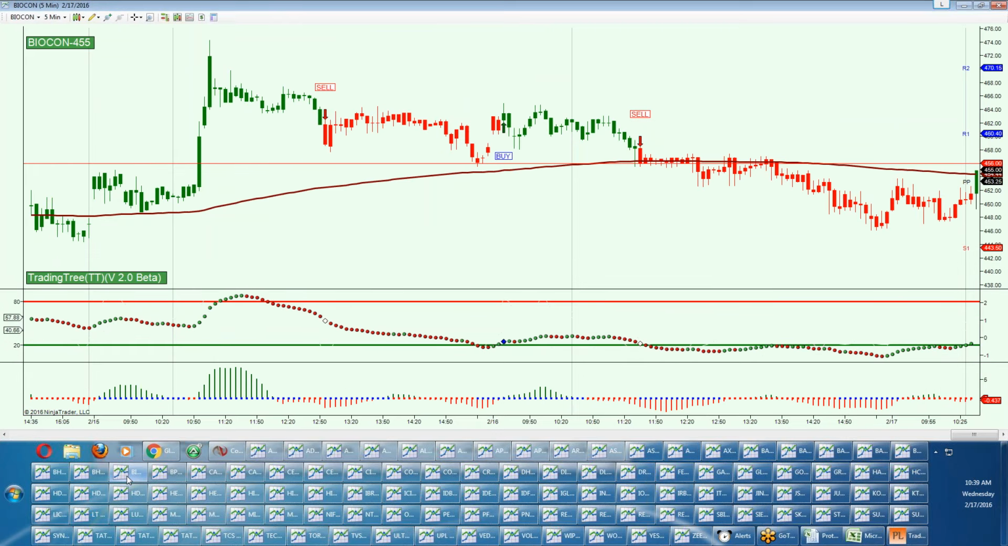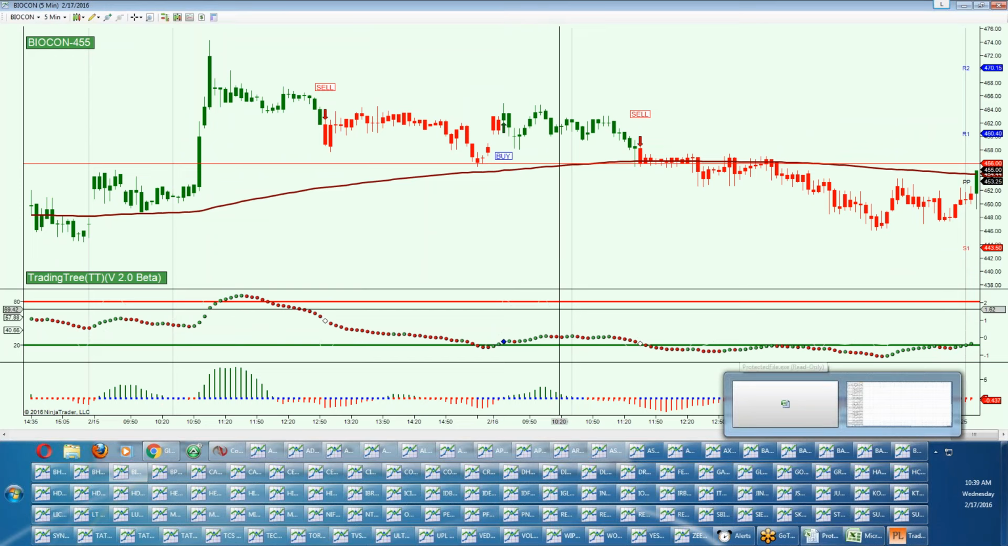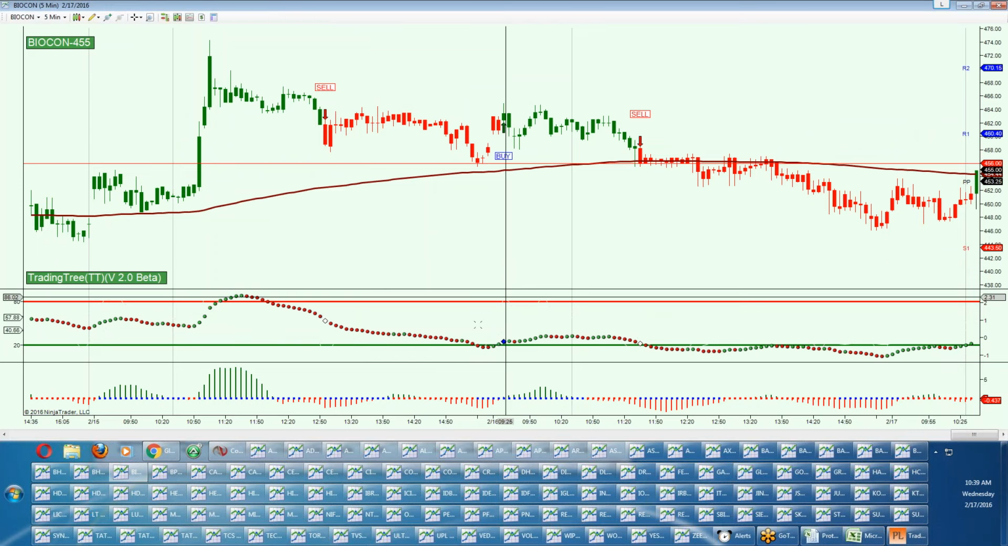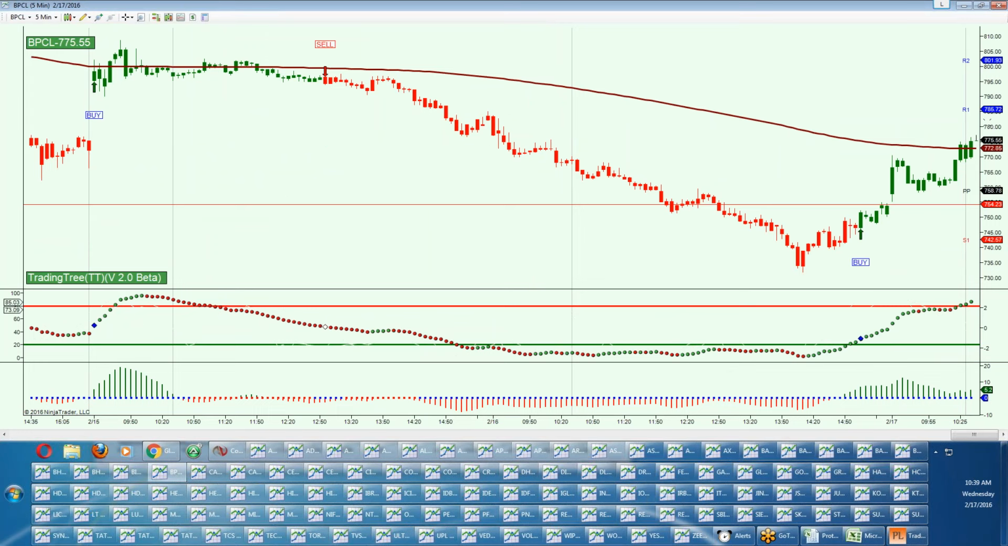Biocon will get a buy. So Bank of India has done its final targets. Same thing with even Andhra Bank. BPCL, we can expect this to go to 785 level. So another 10 rupees upside is something which we can see.